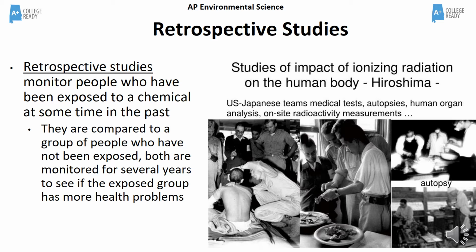Retrospective studies monitor people who have been exposed to a chemical at some time in the past. They are compared to a group of people who have not been exposed. Both are monitored for several years to see if the exposed group has more health problems.